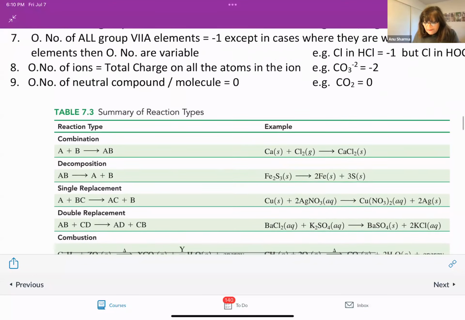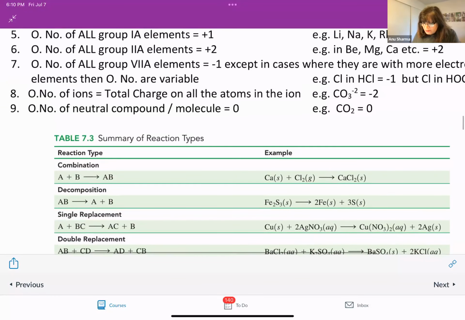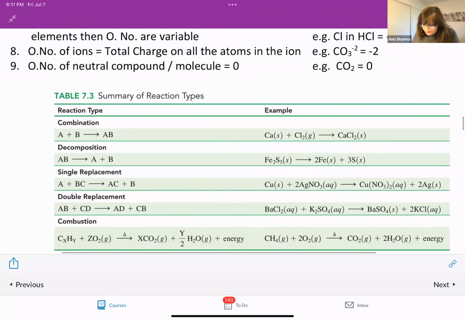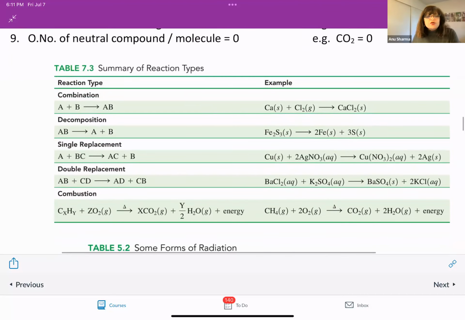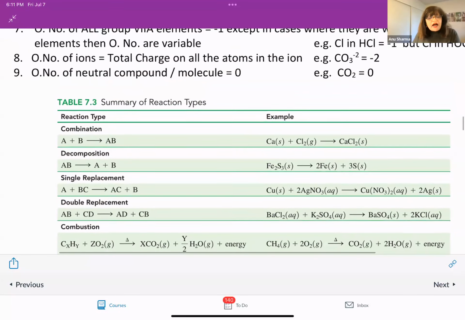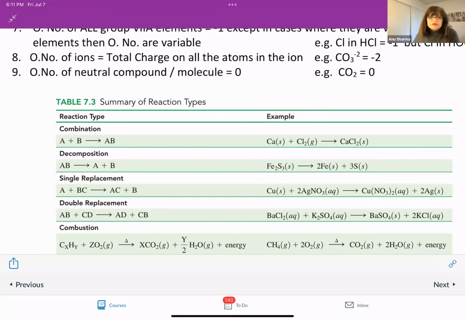So all group 7A is -1, but there are exceptions. It can be more than that. It can be -3, -5, and -7 also, or positive also, depending on where they are. So we are going to look at those also. The main thing here is that the total charge of all the atoms in an ion is equal to the charge of the ion, but for a neutral molecule, it is equal to 0.